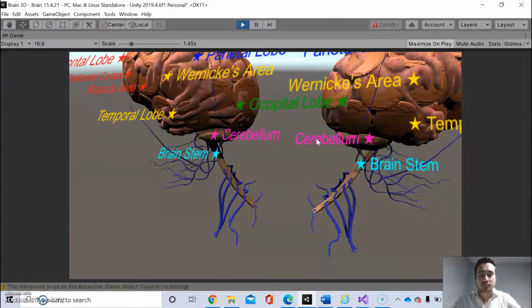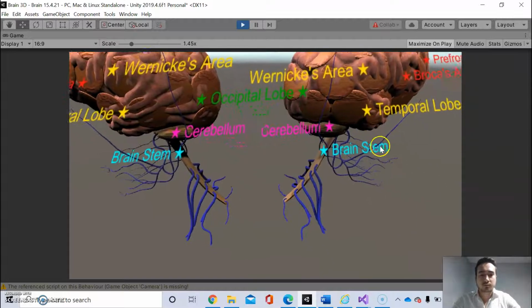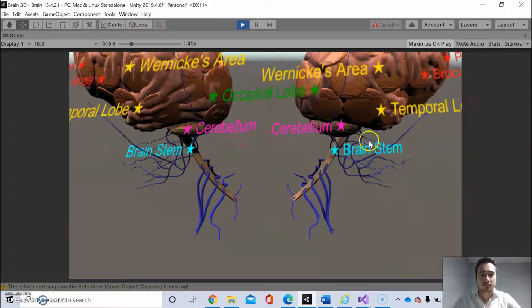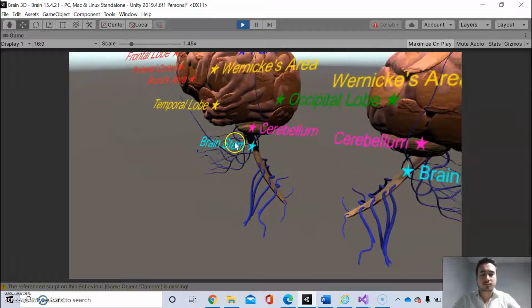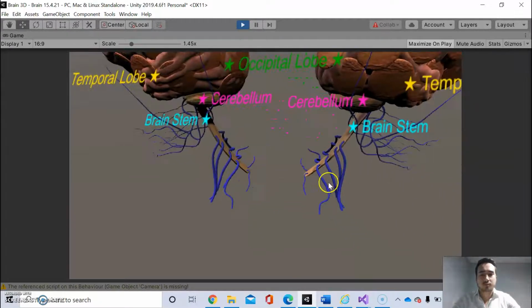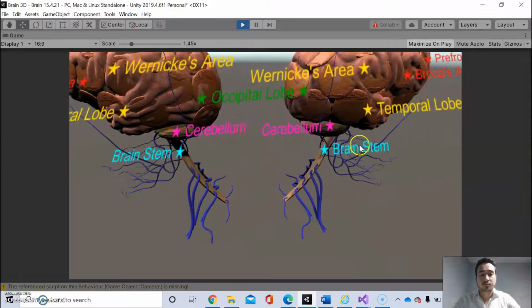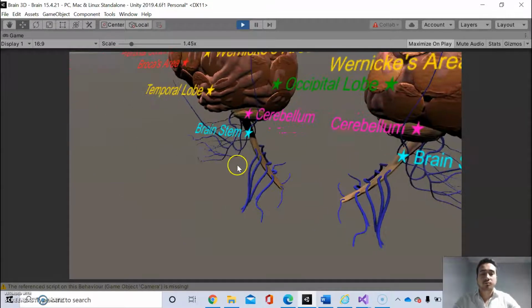The brain stem. The brain stem is located at the light blue star and text label, and is a stalk-like part of the brain that connects the cerebellum to the spinal cord. The brain stem regulates certain involuntary body actions like heart rate, blood pressure, and breathing. It consists of the midbrain, the pons and the medulla oblongata.